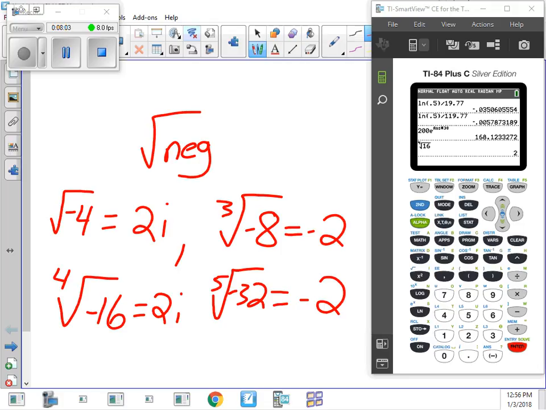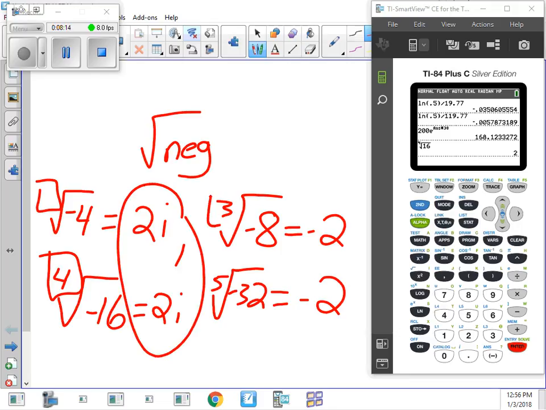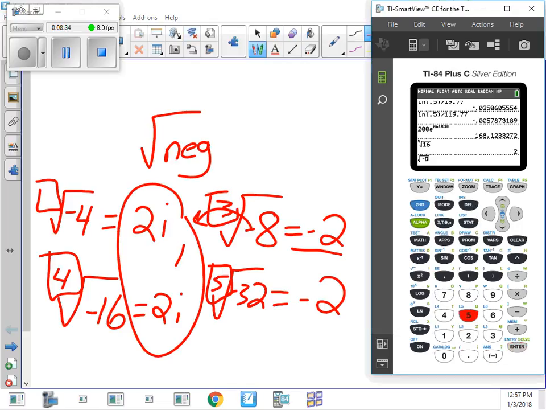No. The even ones turn into an i, the odd ones do not. So if this number is even, then you end up with i's. If this number is odd, then that negative just comes out and becomes part of the solution. You can. So you can just plug it in, and if it gives you an error, it'll probably say non-real answer. So if I tried to take the square root of negative 5, it's going to give me an error, non-real answers.